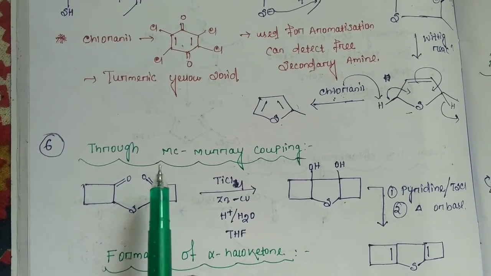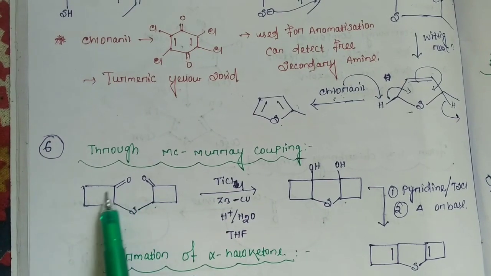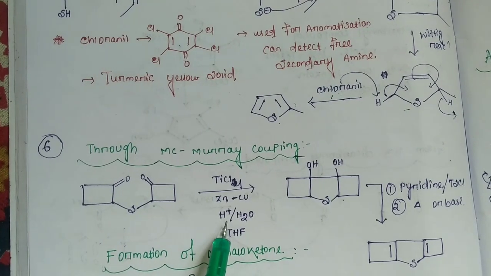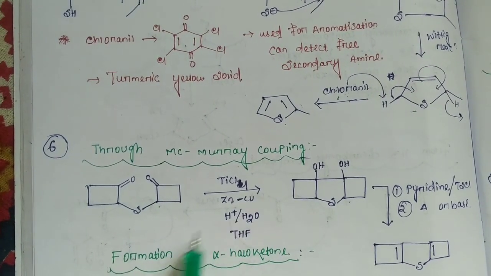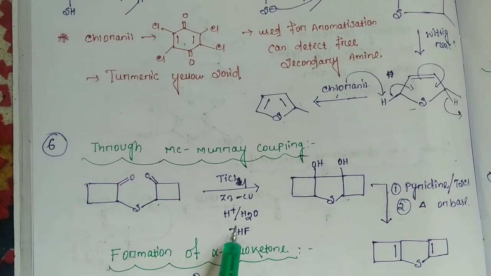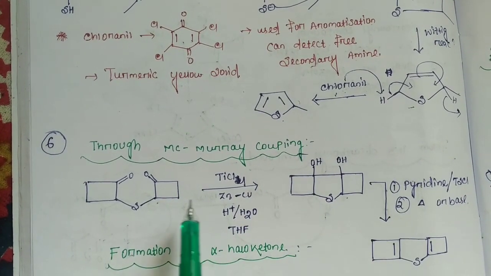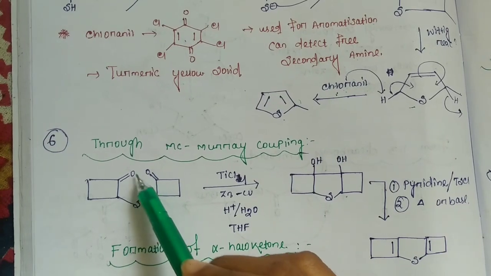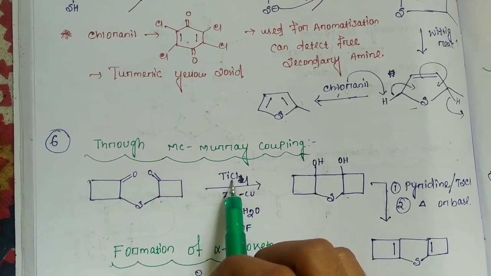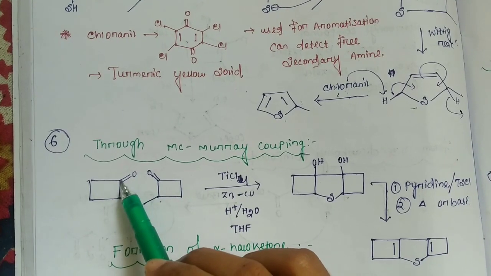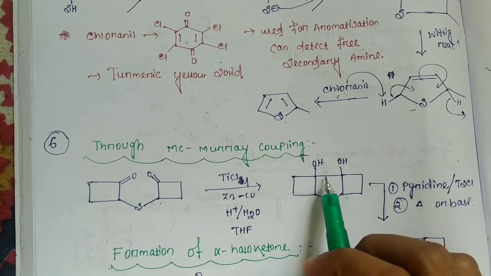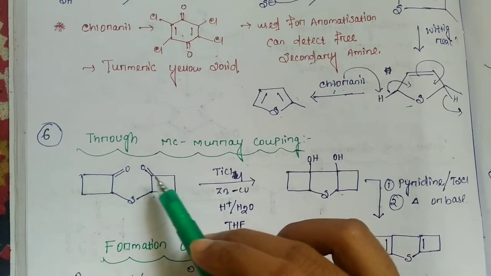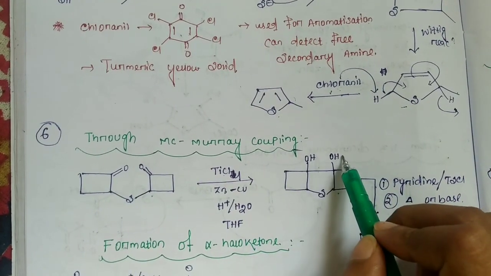Let's see the formation of thiophene through McMurry coupling. This substrate, when treated with titanium tetrachloride, zinc-copper couple and acidic water in the presence of THF as solvent, we get this product. We all know that this is McMurry coupling. Homolytic cleavage occurs here and these two coordinate with titanium, and the radicals generated here couple to form this bond. Then again when we treat with acidic water, the radical generated here becomes OH and OH.